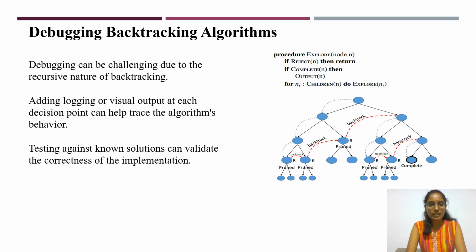Debugging backtracking algorithms. Debugging can be challenging due to the recursive nature of backtracking. Adding logging or visual output at each decision point can help trace the algorithm's behavior. Testing against known solutions can validate the correctness of the implementation.